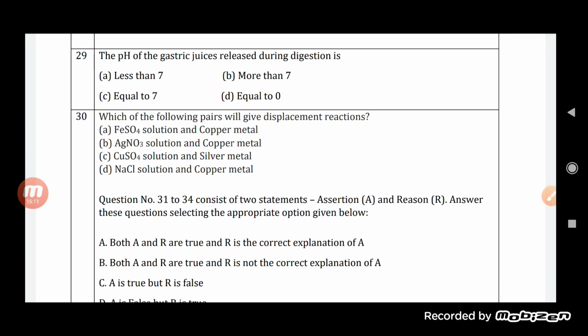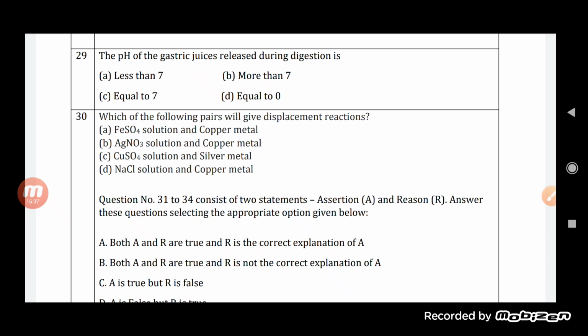So if we take the silver nitrate solution and make copper react with it, there is the formation of copper nitrate, which is blue in color, and silver will be formed. Silver will be left behind. So this is going to show the displacement reaction. So the second one is going to show the displacement reaction.